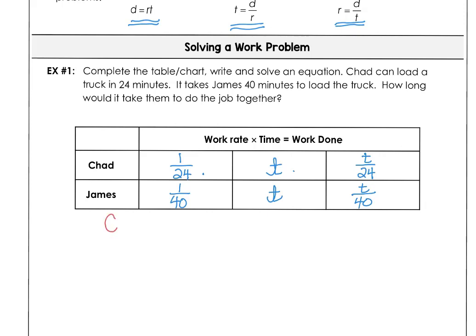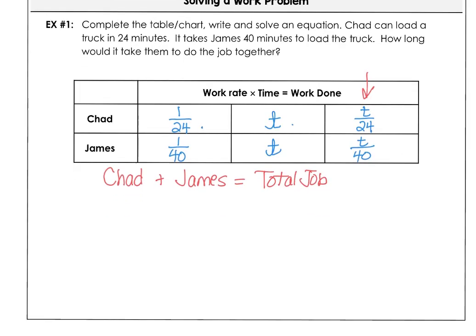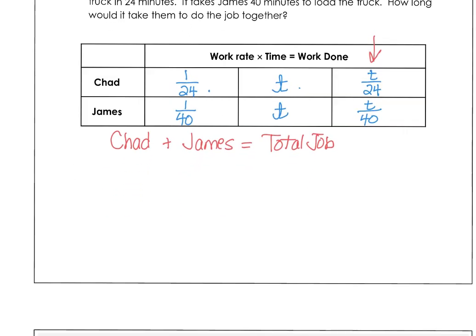If we think about it verbally, Chad's work time plus James's work time gives us the total job. So let's put that together in an equation. This is the work time right here. So Chad's work time is T over 24. James's work time is T over 40. And together they complete the whole job.